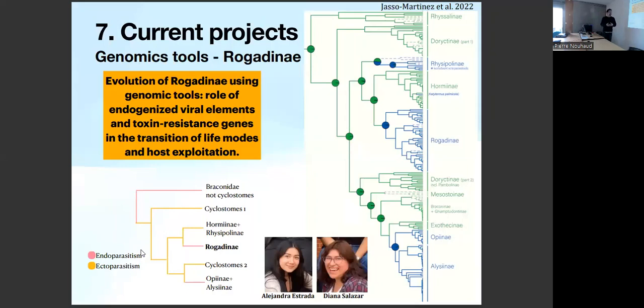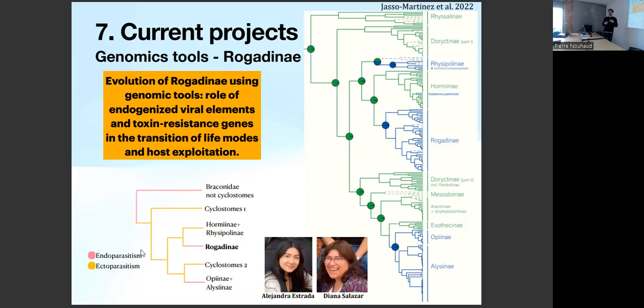And one interesting unfolding of this is a project that we just started. We don't have any results yet, but after two students from Mexico, Alejandra and Diana, found evidence of those viruses in Rogadines, which I'm not sure if I told you before, there are only two events where domestication of virus was found in Braconids, and none of them were in Rogadines.